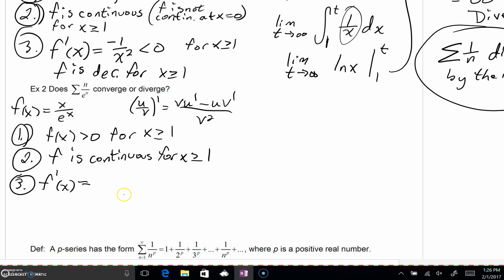And let's work this out. We'll have our low function, e to the x, times the derivative of the high function, which is 1, minus x times the derivative of the low function, e to the x here, which is just e to the x. And down below, we'd have e to the x squared. And this right here is where kids can get a little bit nervous.